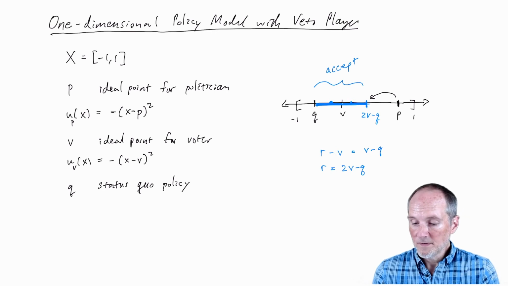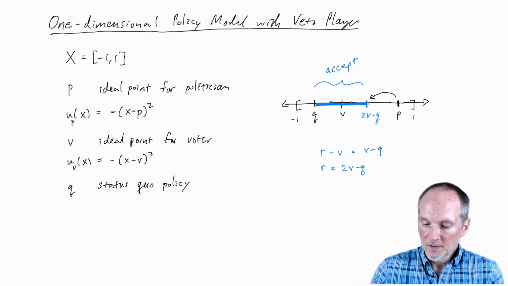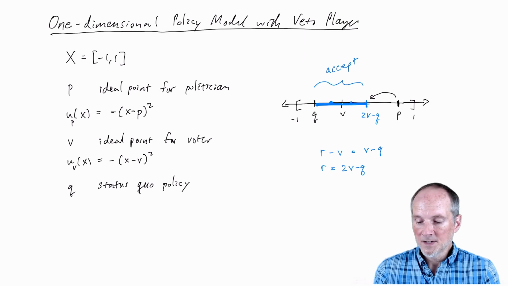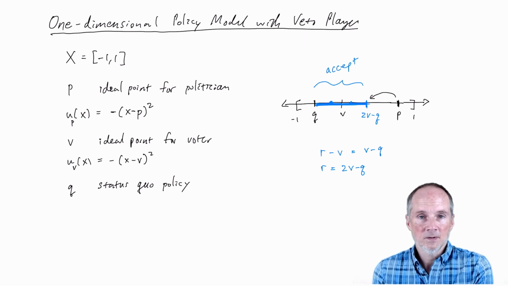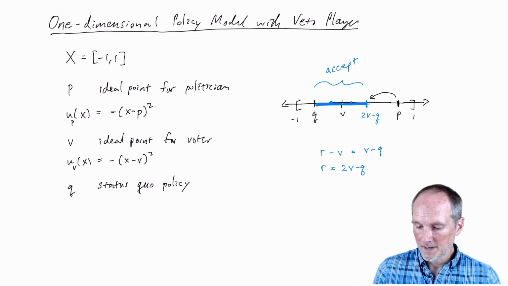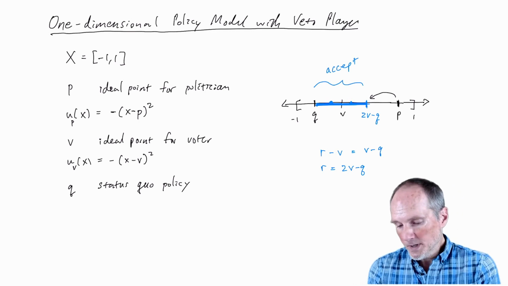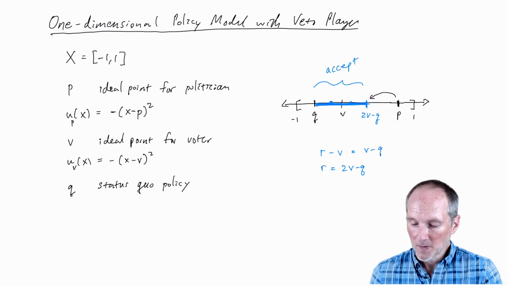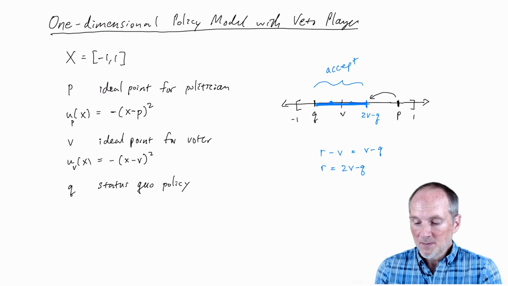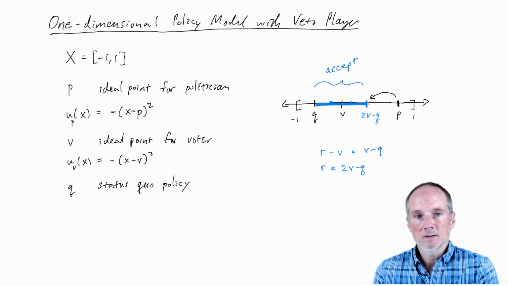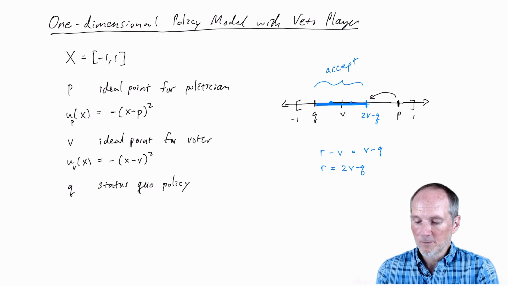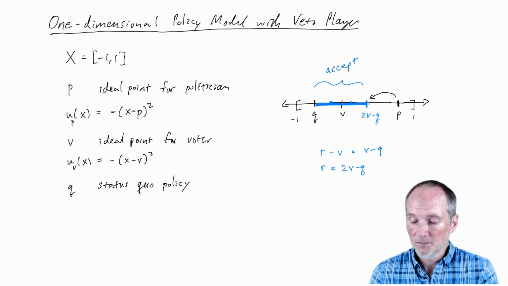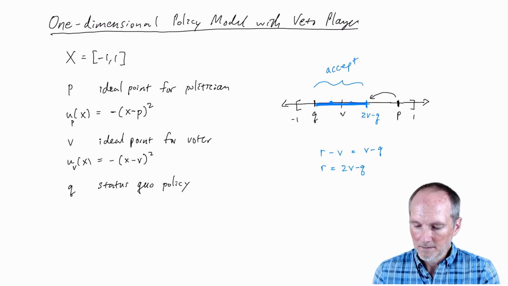So they'll just choose 2V minus Q. Of course, if you're lucky and you're a politician and your ideal point is closer than the status quo to the voter, then you'll just propose that, and that'll be accepted. So that's how the model works with the veto player. Once we have that, we can do the same comparative static if we vary the politician's ideal point, but we already did that. We already know what that looks like for a fixed feasible set. There's no point in doing that again.